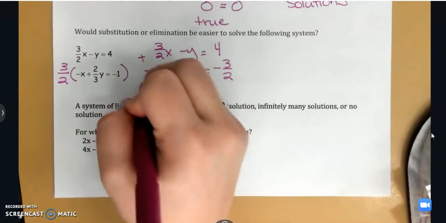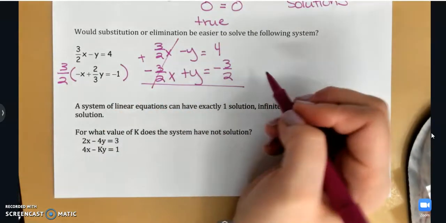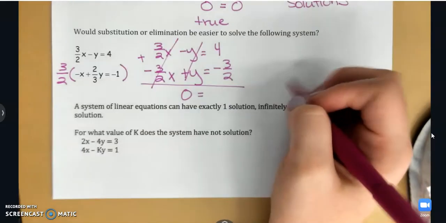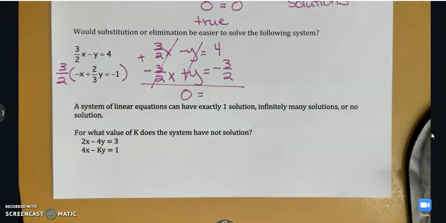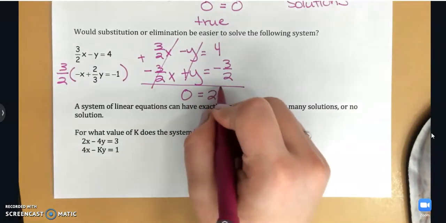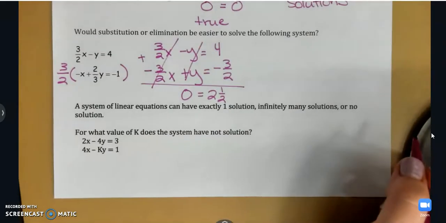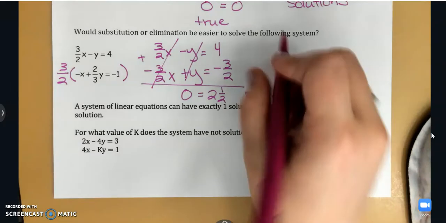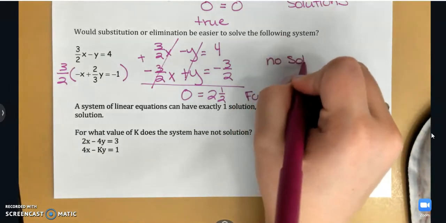So I'm going to add everything on the left. That cancels and that cancels. So I'm left with 0 equals. And then 4 minus 3 over 2 is actually going to leave me with 2.5. Now, 0 equals 2.5. This is a false statement. So my answer here is no solution.